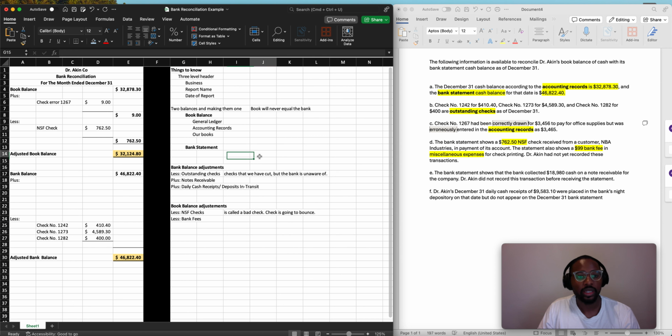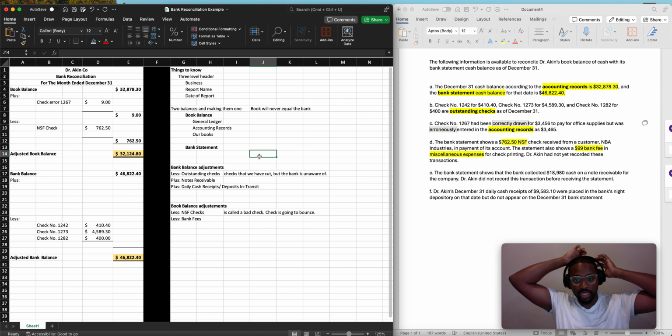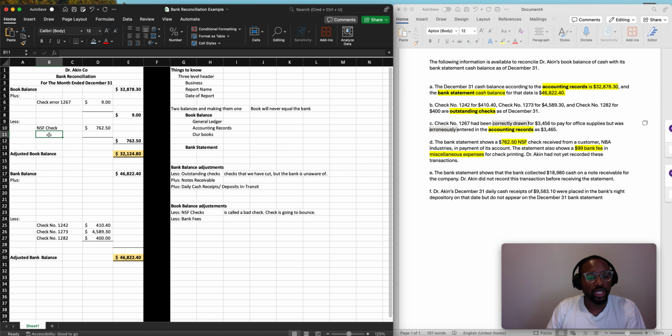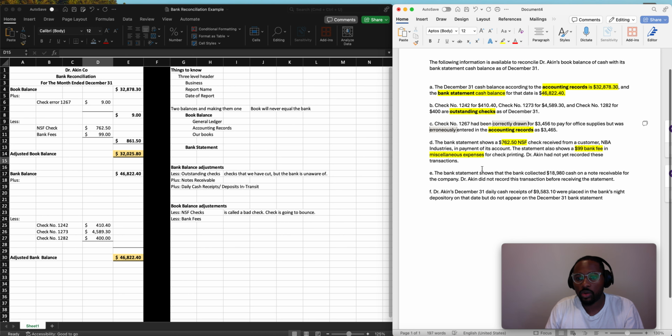So what happened? Now the bank is charging us money. Now, how do we know that the bank is charging us money? Well, we looked at our bank statement and we see that our balance is a lot less than what it should be. So what do we need to do? We need to go to our book and we need to subtract out the bank fee from our book because the bank already captured in their amount the bank fee that they charged us, that they took out from our account. So we're going to put $99 in bank fees under the less section book. All right. So we keep moving.